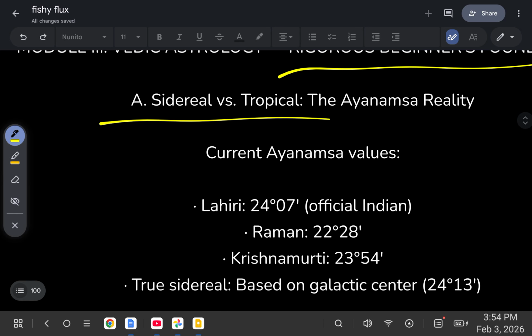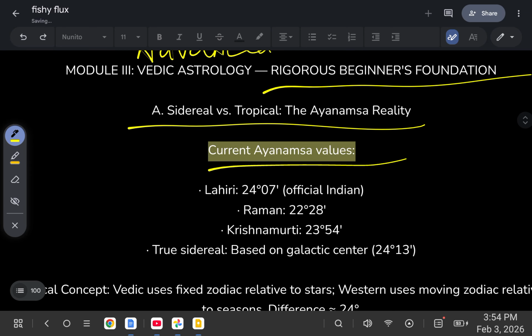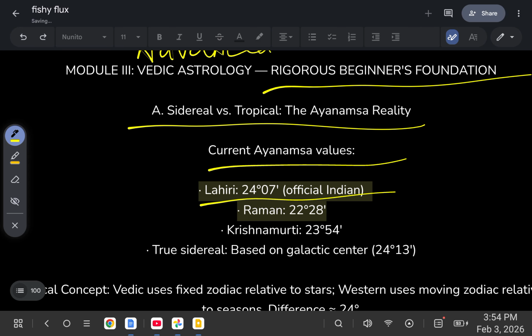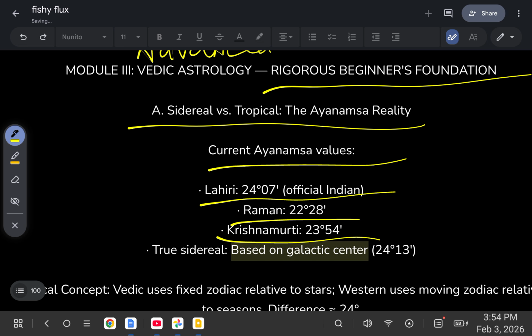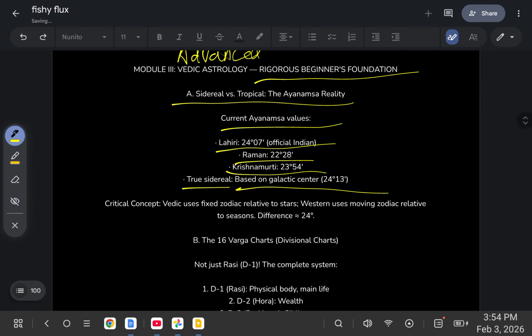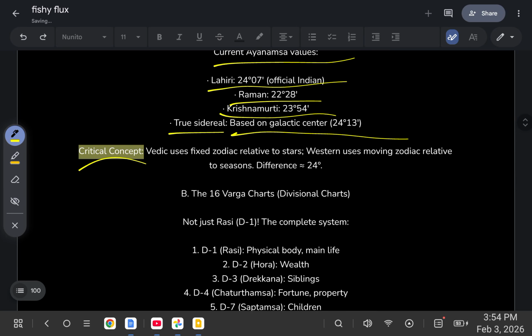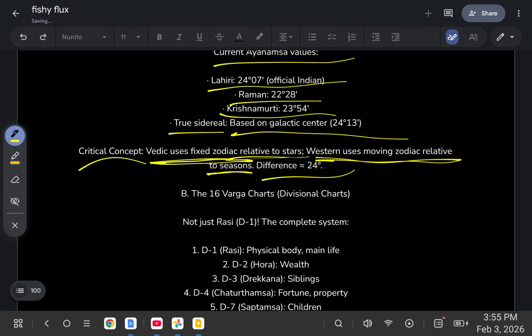First, let's go through sidereal versus tropical, the Ayanamsa reality. So the current Ayanamsa values: Lahiri, 24.07 degrees, that's the official Indian. Raman, 22.28 degrees, and Krishnamurti, 23.54 degrees. True sidereal is based on the galactic center, 24.13 degrees. Our critical concept is this: Vedic uses a fixed zodiac relative to stars, Western uses a moving zodiac relative to seasons, and the difference equals 24 degrees.